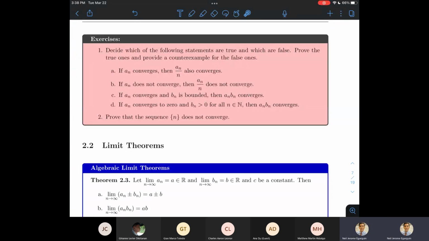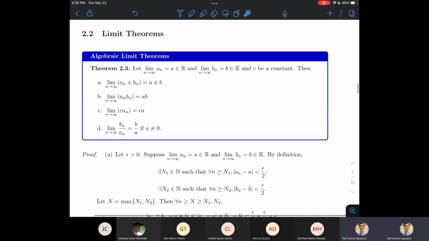And let's take a 2-minute break. Tapos, tingnan natin yung limit theorems. Hopefully, mapagkasya ko in 10 minutes yung limit theorems. If not, I'll borrow 5 minutes again from you guys. Okay? So, break muna tayo, mabilis, before we go to the algebraic theorems.